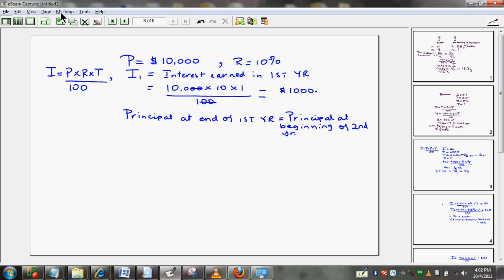The principal at the end of the first year is equal to the principal at the beginning of the second year, and that will be equal to the principal he started off with, which is the $10,000, plus the interest he earned in the first year. That will be equal to a total of $11,000. Now the bank, because they're giving compound interest, is going to have to use this principal in the calculation of the interest for the second year. So let us find I2. I2 will be the interest earned in the second year.